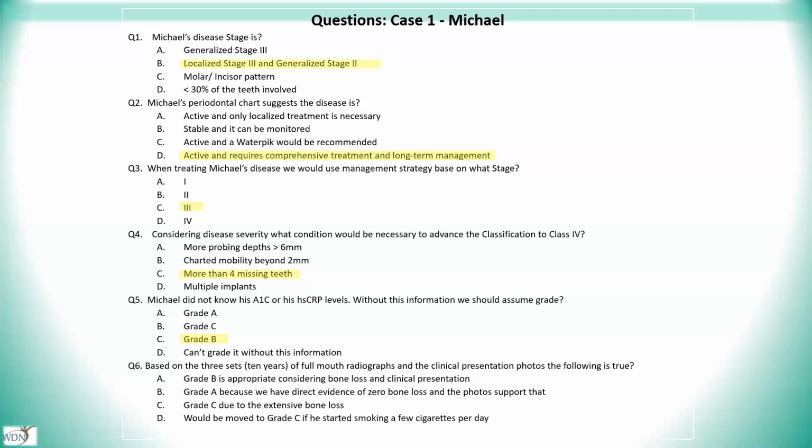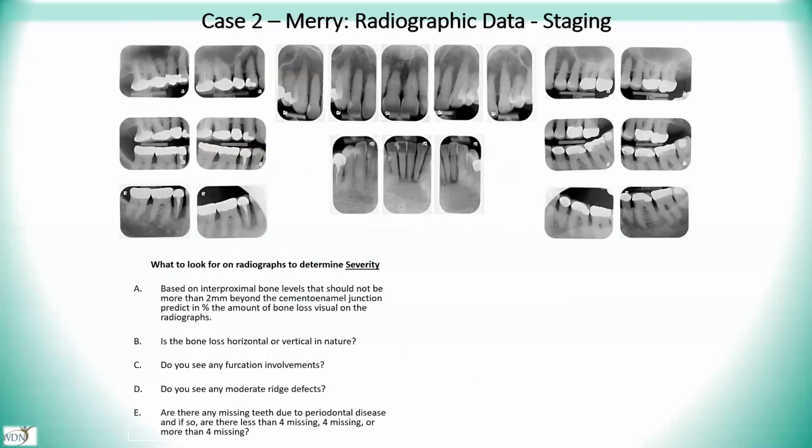Could it be grade C? No, we don't have extensive bone loss on this case. And if he just smoked a few cigarettes, that would not move him to grade C. He'd have to smoke 10 or more cigarettes. That would move him to grade C. So grade B is appropriate considering the bone loss and the clinical presentation.